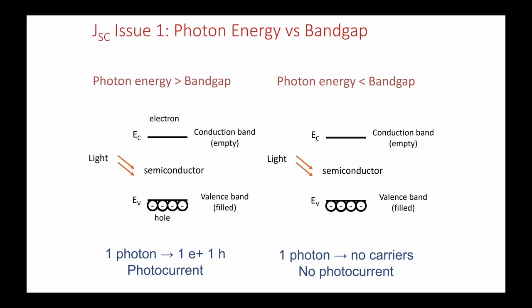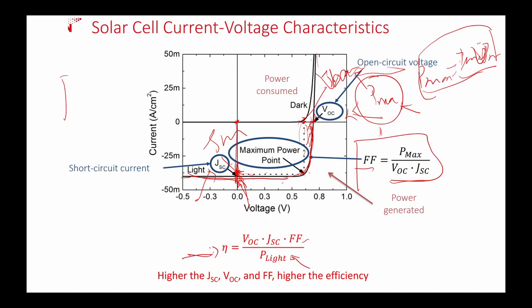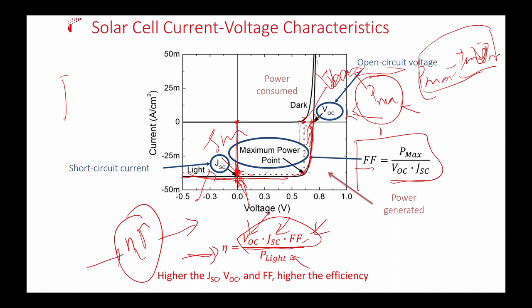There are several issues in the solar cell that you should know about, regarding how we can improve the efficiency. We need eta to be maximum. How can we improve the efficiency? We need to improve VOC and JSC. We will look into how we can increase the VOC, JSC and fill factor, these three things, so that we can improve the efficiency of the solar cell.